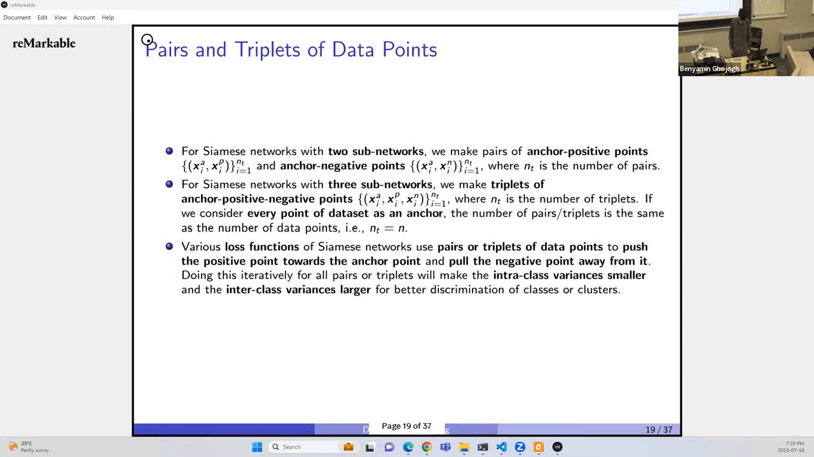As I said, if we have two subnetworks, then we will have pairs of anchor-positive and anchor-negative. And if we have three subnetworks, we have anchor, positive, negative points as a triplet, right? Let NT be the number of triplets or pairs, right? And we have various loss functions for Siamese networks, which use pairs or triplets of the data points.